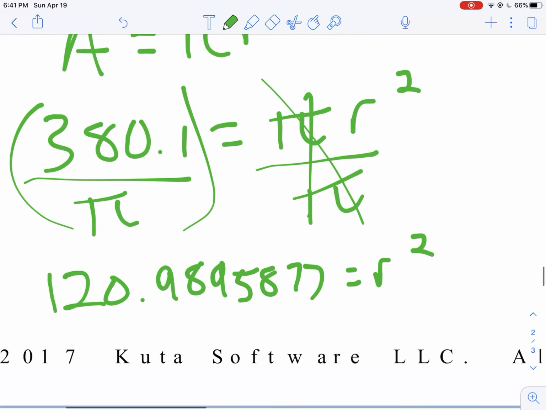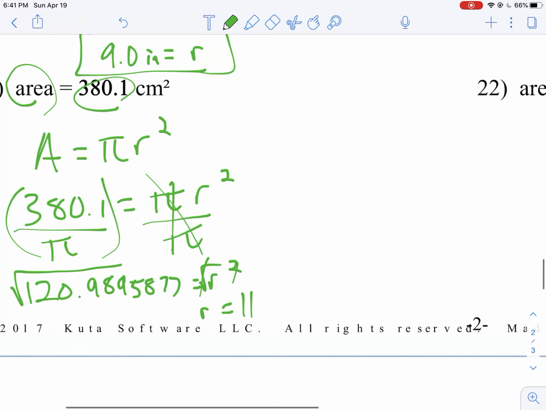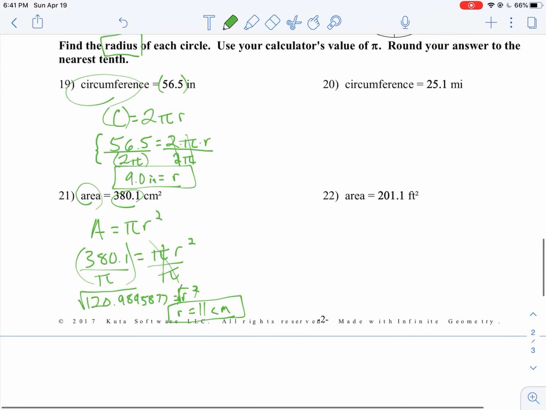And then to solve for radius, I don't want to know what the radius squared is. I want to know what the radius is. So I'm going to square root both sides. A square root cancels out a square. That leaves me with r equals, and then let's see, second square root, answer, enter. You should get 10.99, which rounds again to a whole number, so 11 or 11.0 centimeters is my radius.